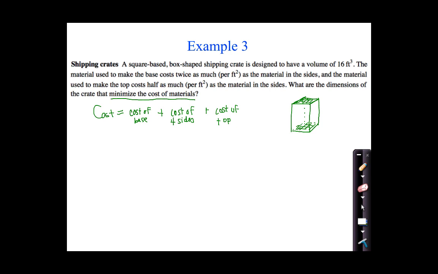But let's say that we had dimensions, let's see, since the base and the top are squares, this is x by x, and then I'll call this other dimension y, since it doesn't have to be the same. Might end up being the same. But what I do know about this is that x and y aren't independent, because the volume is supposed to be 16 cubic feet. So x squared times y would have to equal 16, or in other words, I don't have to use a y, I can use 16 over x squared for that height.